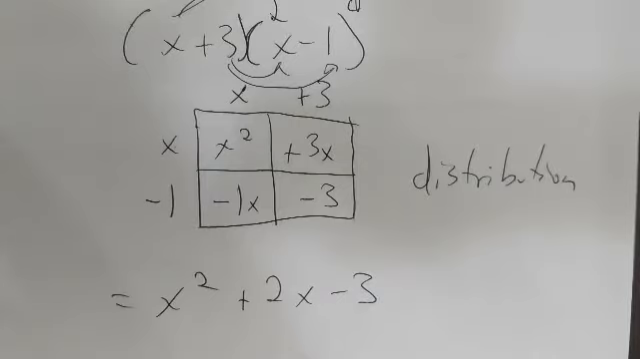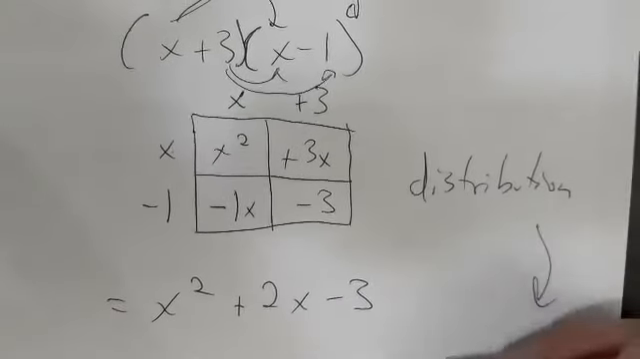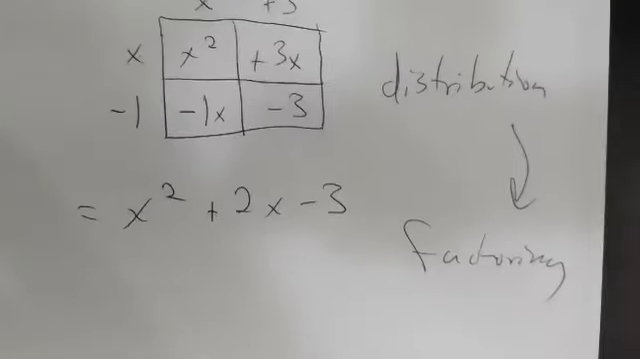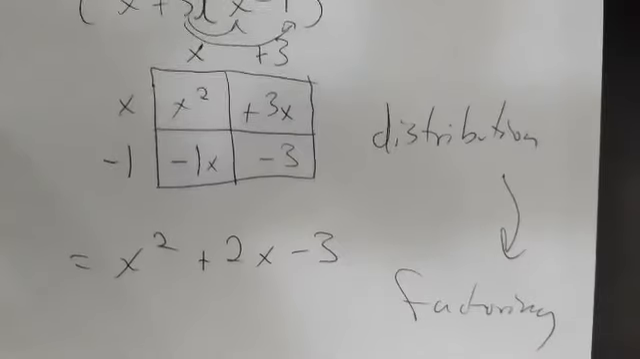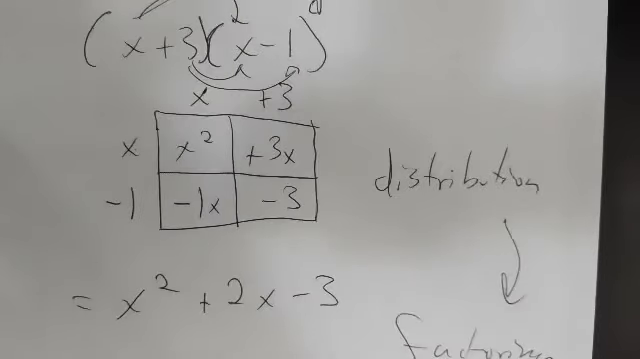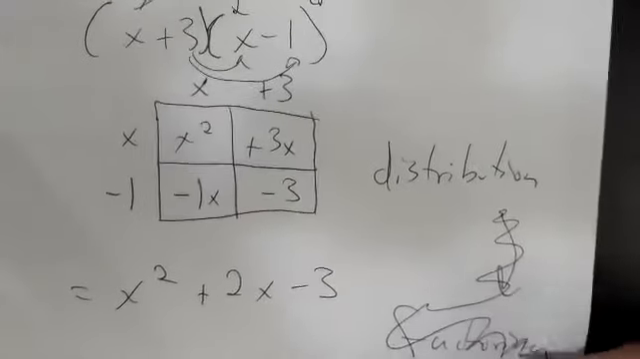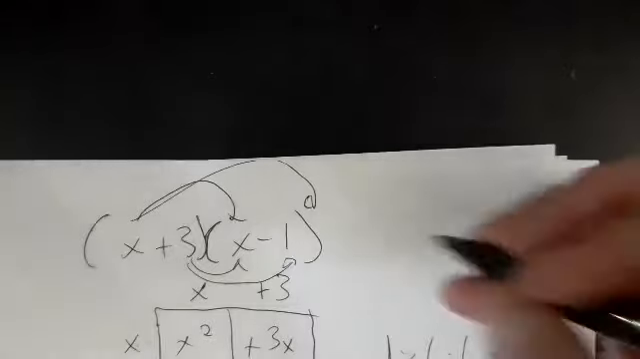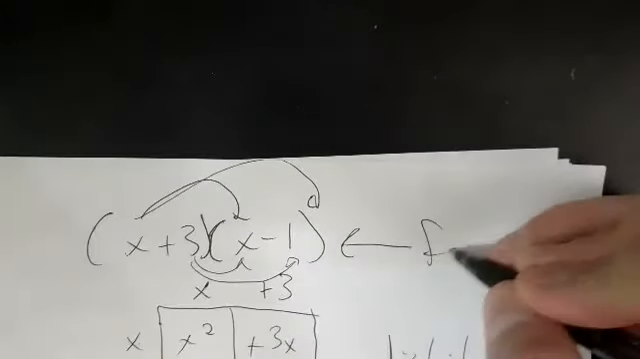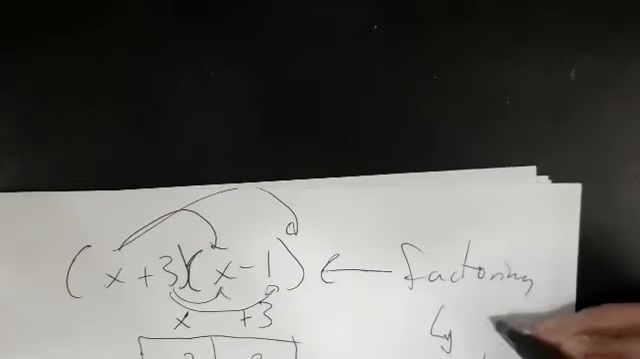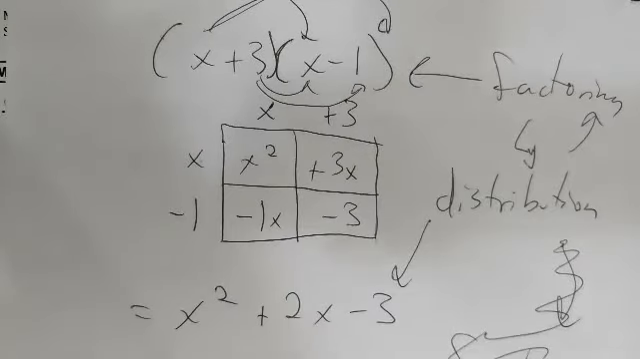This process would be called distribution. If I want to go the other way, it would be factoring. So let's do that. So this would be the distribution. Factoring. So we can go back and forth through algebra. What I'm trying to say is they are the opposite steps of each other.